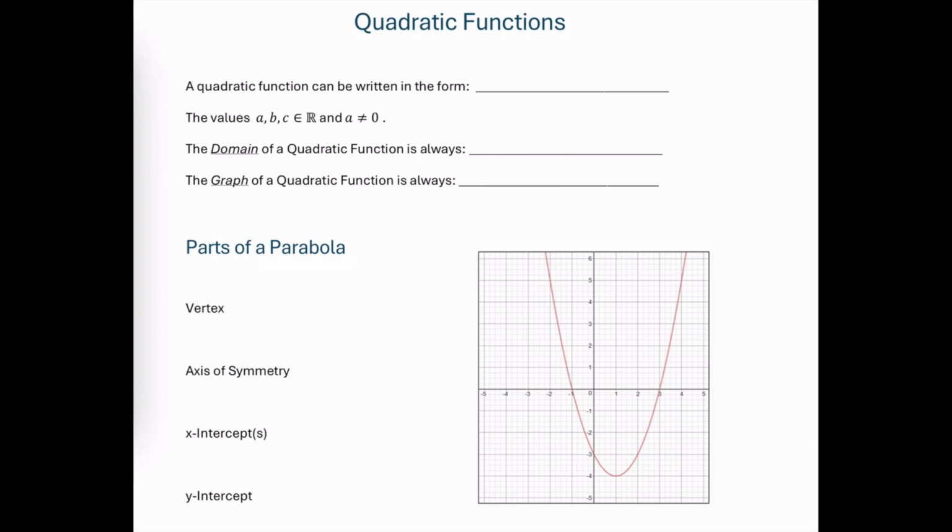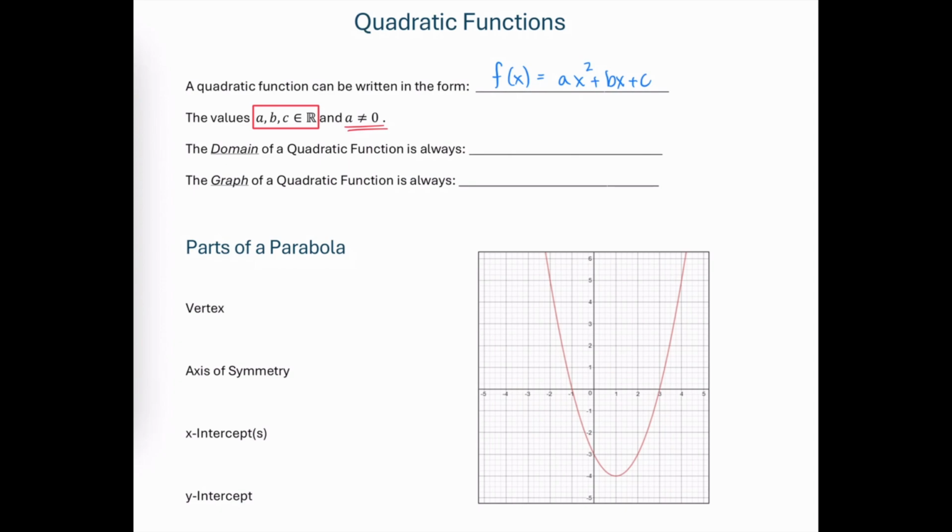A quadratic function is any function that can be written in the form f(x) = ax² + bx + c. The coefficients a, b, and c must all be real numbers, and the leading coefficient cannot be 0. If a was equal to 0, this entire term would disappear, and we would end up with a linear function, not a quadratic function. So we do need the x² term in order to be considered quadratic.